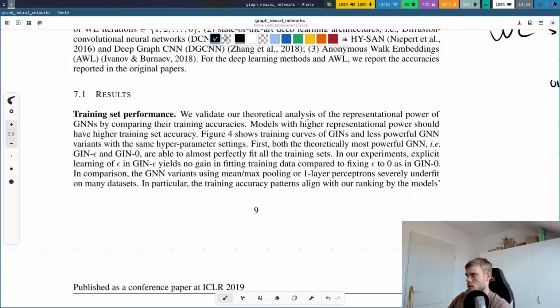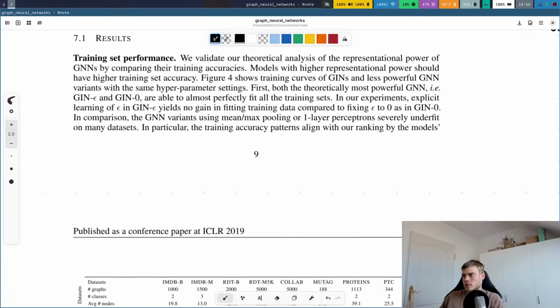All right. Results, training set performance. We validate our theoretical analysis of the representational power of GNNs by comparing their training accuracies. Models with higher representational power should have higher training set accuracy. Figure 4 shows training curves of GINs and less powerful GNN variants with the same hyperparameter settings. First, both the theoretically most powerful GNN, i.e. GIN-epsilon and GIN-0, are able to almost perfectly fit all the training sets. In our experiments, explicit learning of epsilon in GIN-epsilon yields no gain in fitting training data compared to fixing epsilon to 0 as in GIN-0.